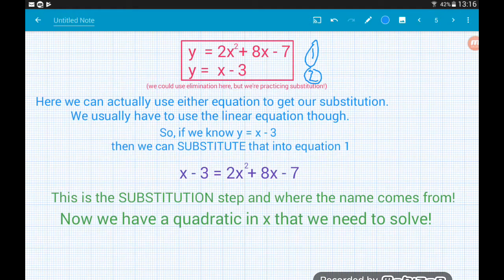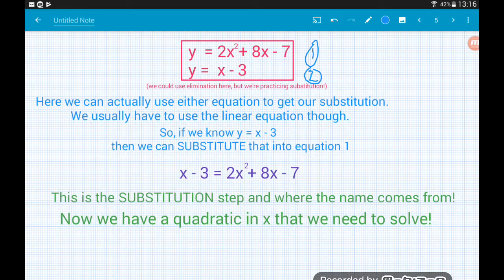So with these two simultaneous equations here, y equals 2x squared plus 8x minus 7 and y equals x minus 3. We can use substitution to solve these. I have also pointed out we could also use elimination. However, we are playing with substitution in this video, so we're going to do this using substitution.